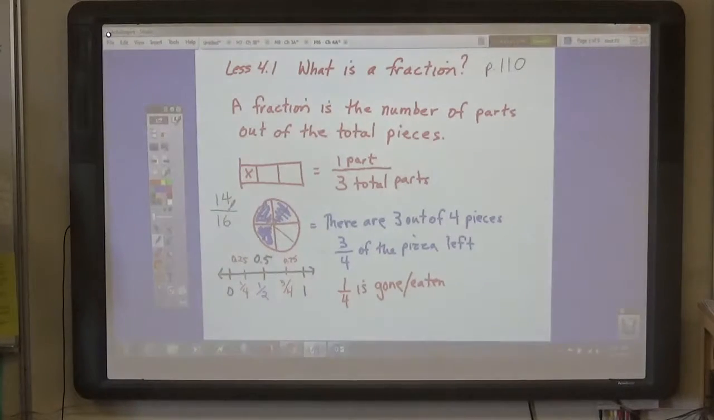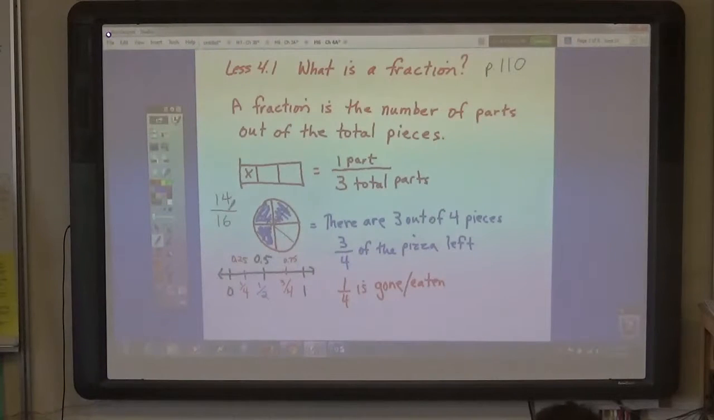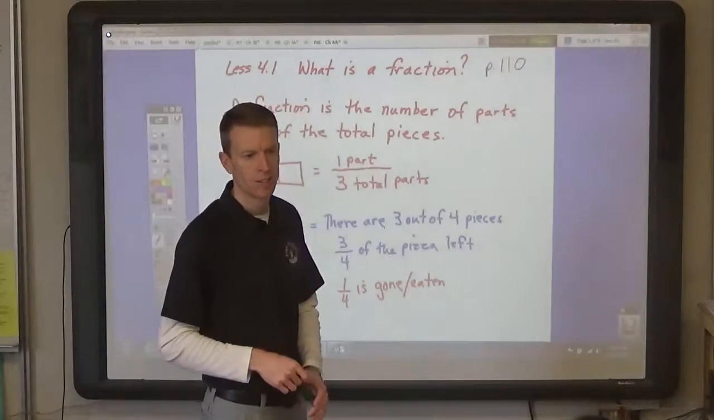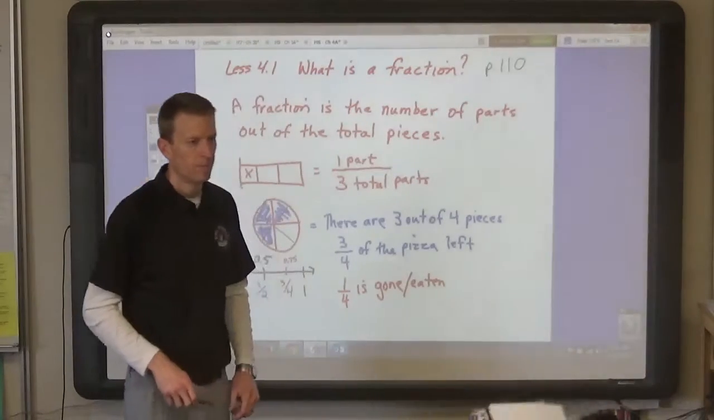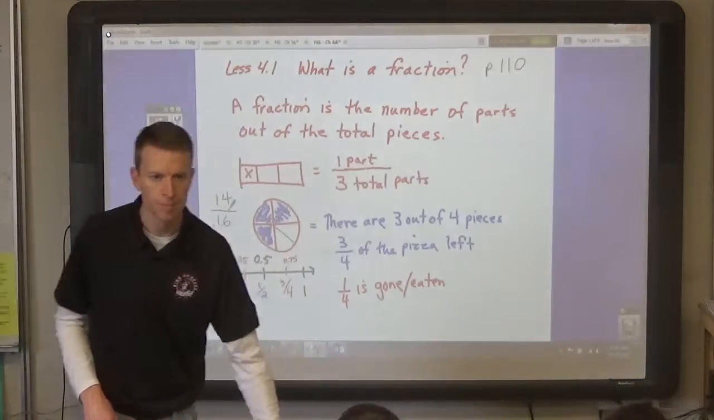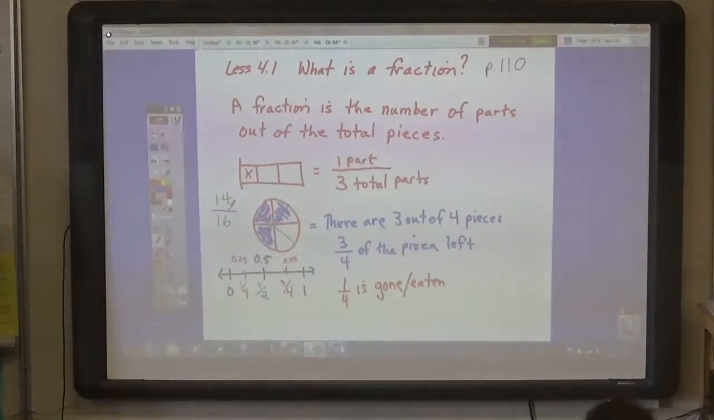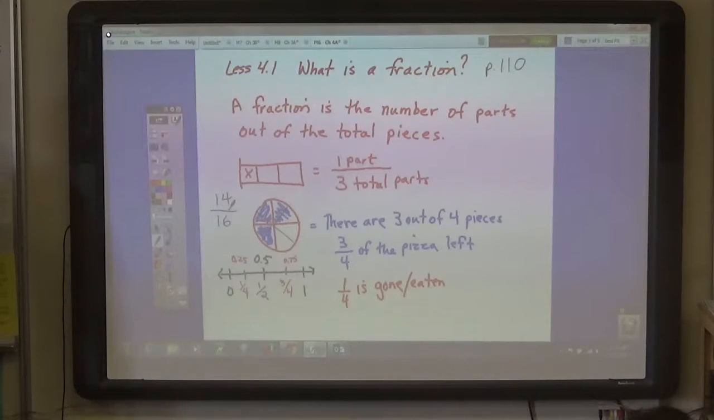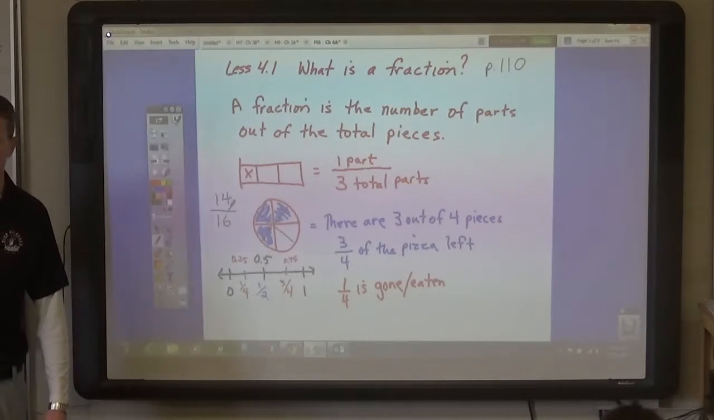Let's go to your book. On page 111, it gives us some practice questions. Which of those models shows 3/4? A, B, or C? Which model shows 3/4? Abby? A. 3 of them are shaded out of 4. What fraction does model B show? Matt? 2/4.